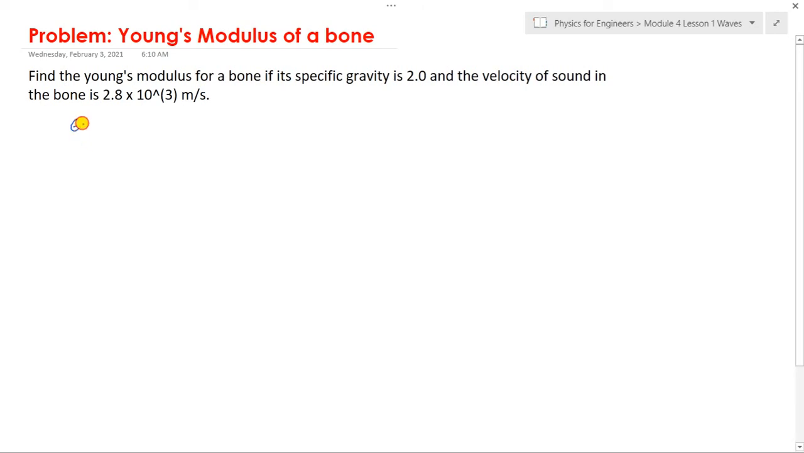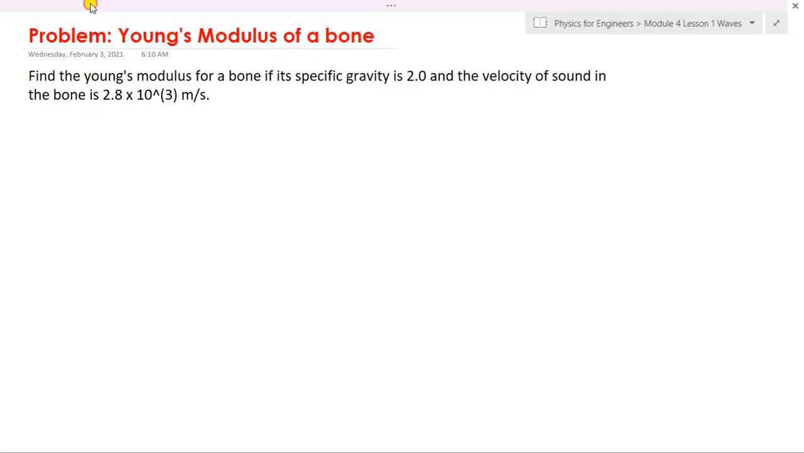So here we have a given problem. Find the Young's modulus for a bone if its specific gravity is 2 and the velocity of sound in the bone is 2.8 times 10 to the power of 3 meters per second. So given here, the speed of sound in the bone is 2.8 times 10 to the power of 3 meters per second.